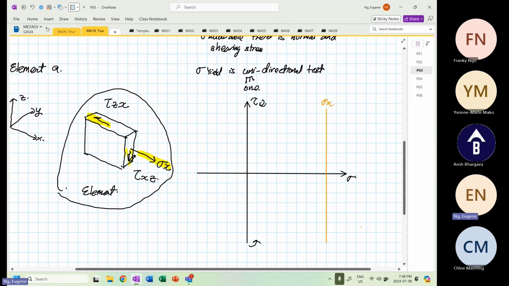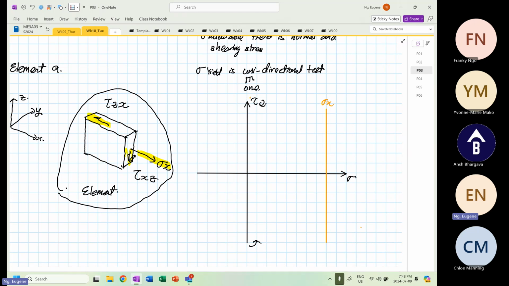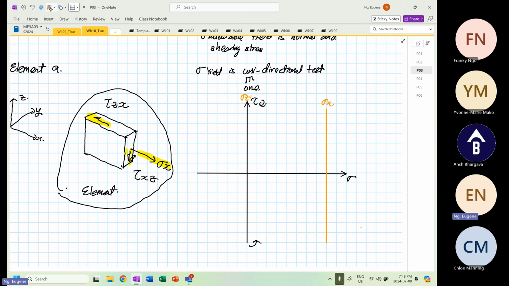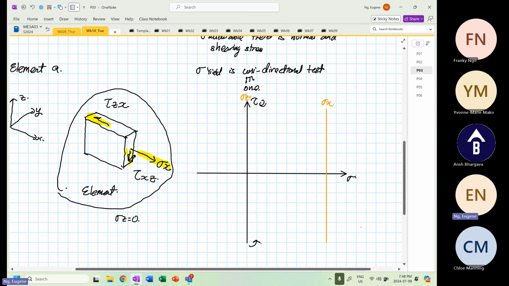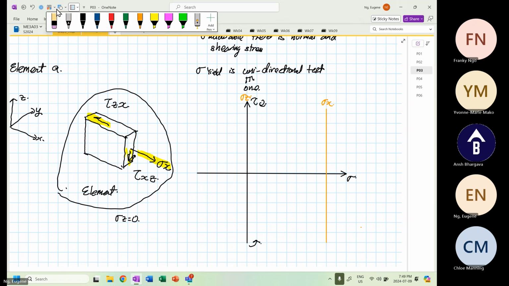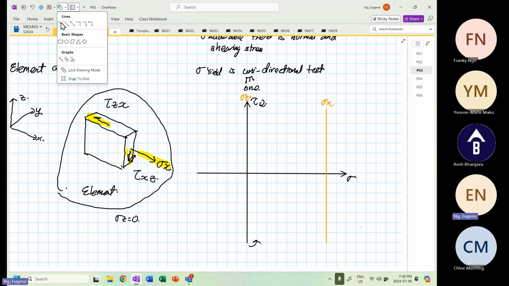So this is our stress X. Then we have our stress Y, right? Sorry, stress Z. Beg your pardon. This is our stress Z. And stress Z is equal to 0, as you can see. Stress Z is equal to what? It's equal to 0 megapascal. Then we also have a shear. So this is our shear.